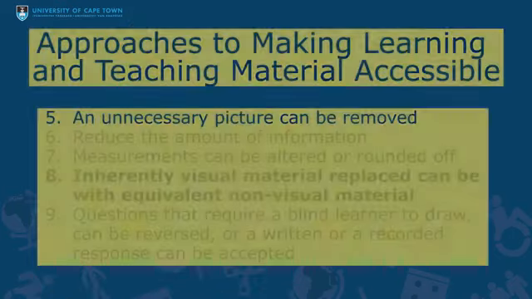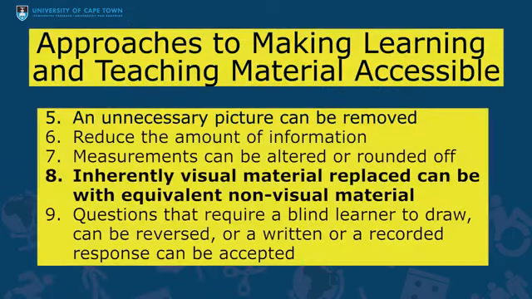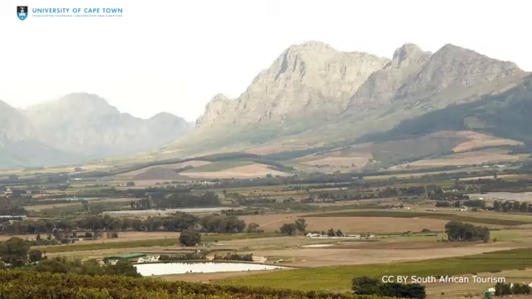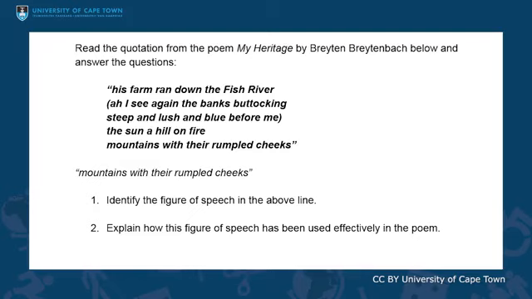In the 8th approach, we will look at making inherently visual material accessible by replacing it with equivalent non-visual material. This is an example I chose myself, being a child of the mountainous Boerland, where Breyten Breitenbach also grew up. The question states, read the quotation from the poem My Heritage by Breyten Breitenbach below and answer the questions. The extract from the poem reads, his farm ran down the fish river.